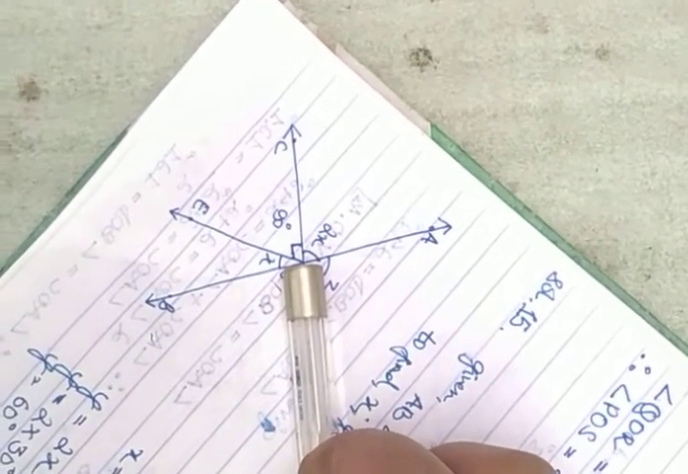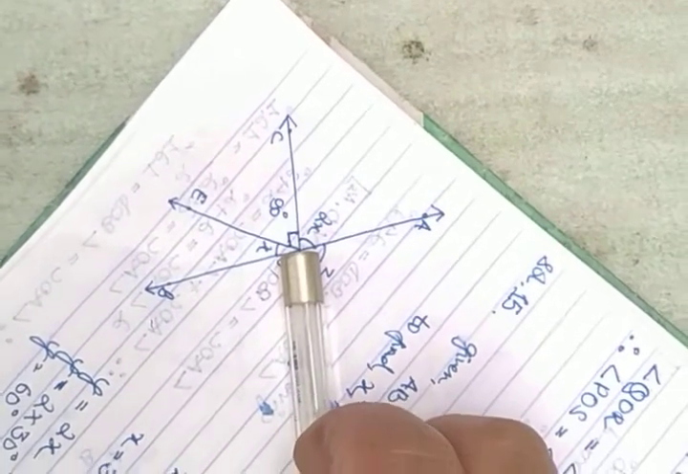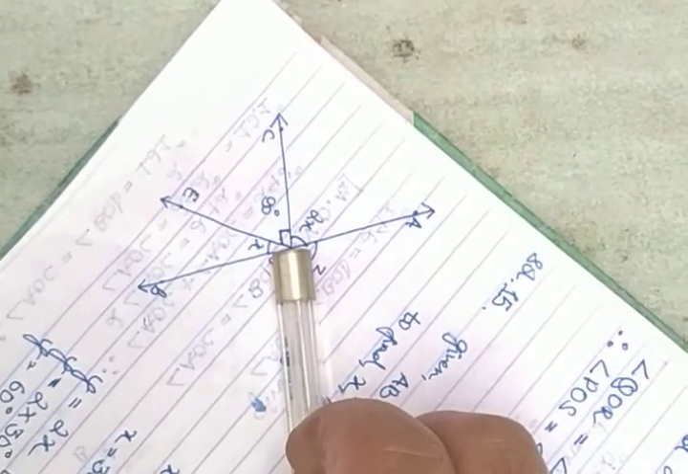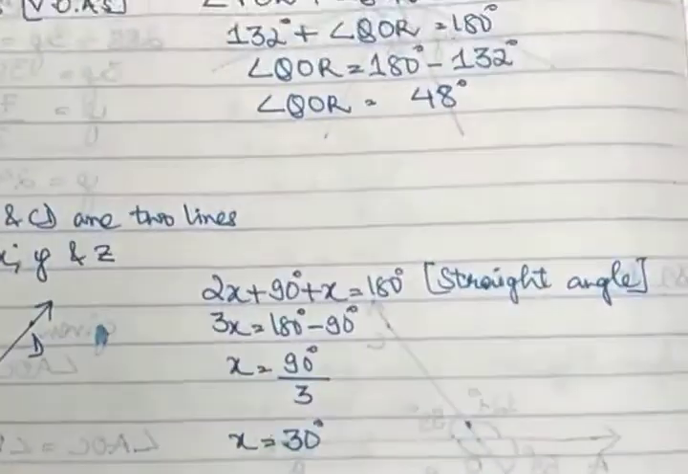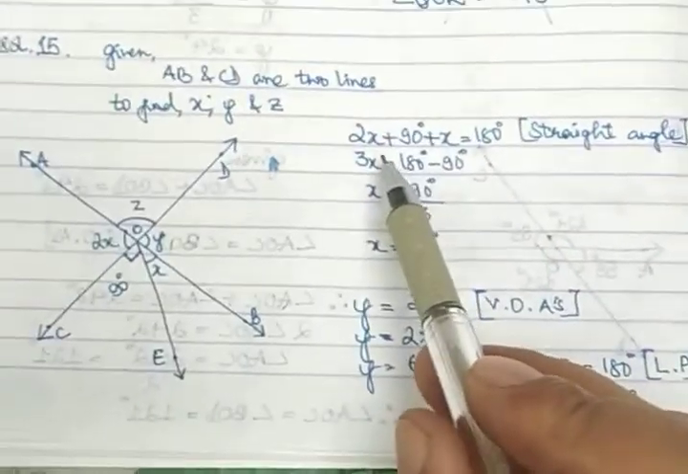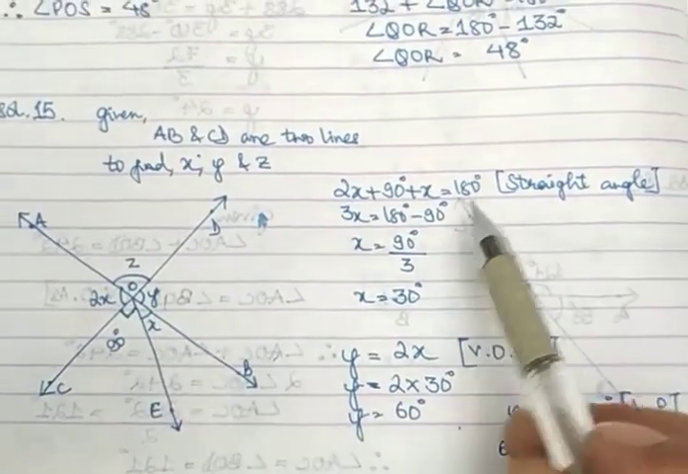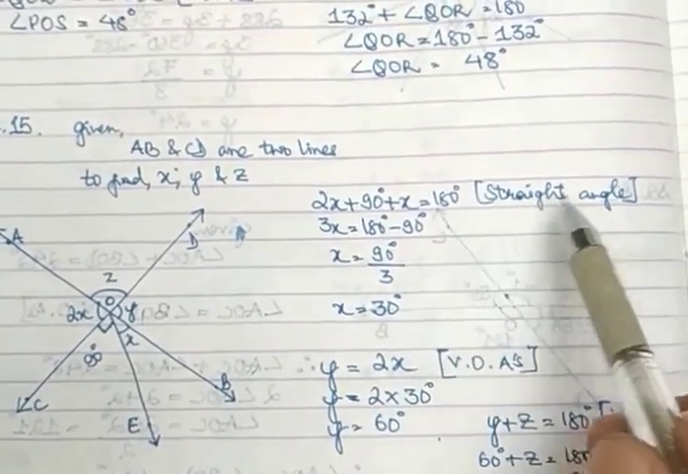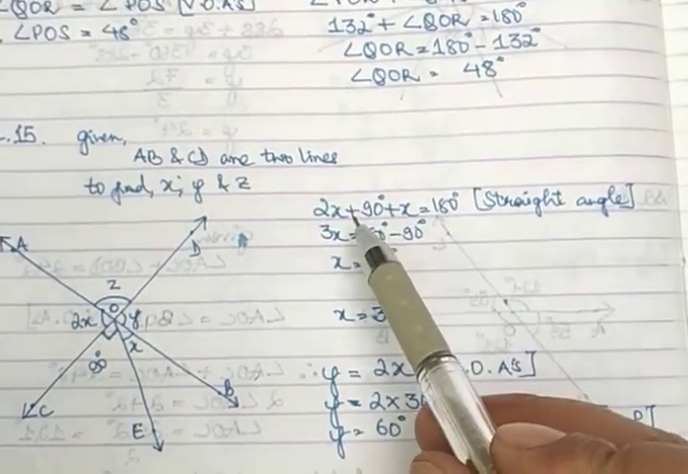When we add those 3 parts, how much will we get? We'll get obviously 180 degree, and the reason is straight angle. So that is what I have done here. 2x plus 90 plus x equals 180 degree because of straight angle. Okay, so after that what I have done here is 2x plus 3x.